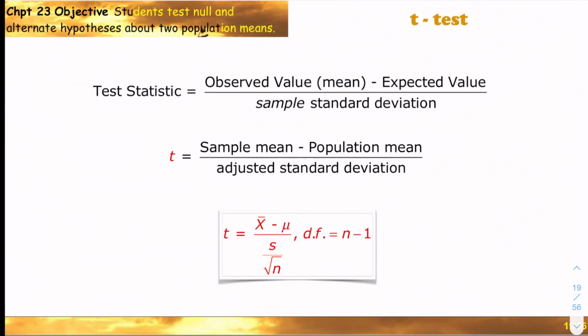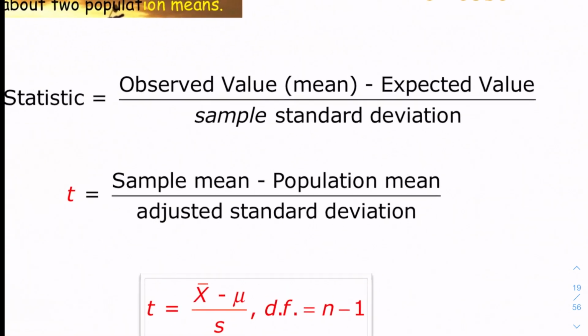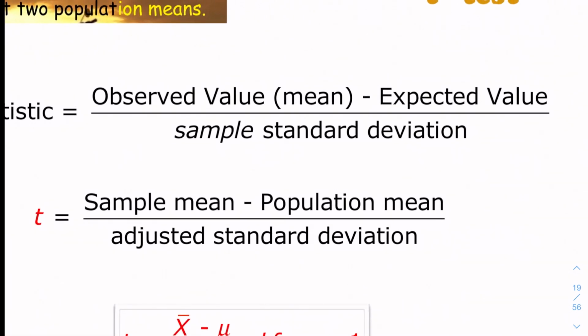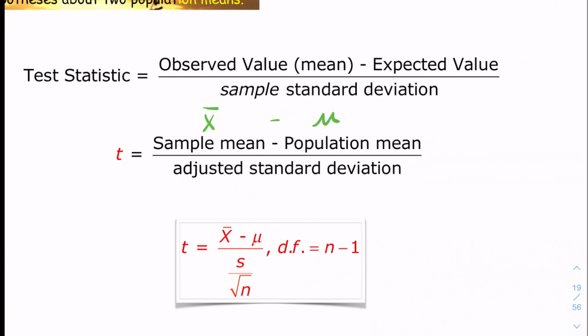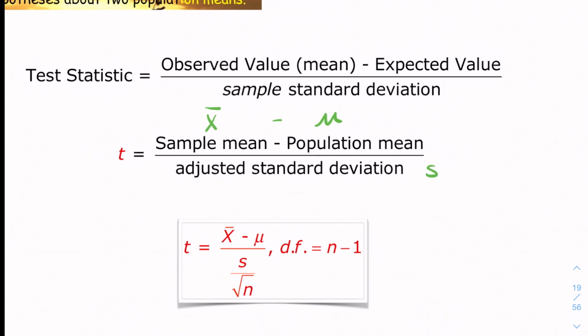So how do we calculate this statistic? As always, with any test statistic, we use the observed value minus the expected value over the standard deviation. So for a t value, it's the sample mean, which is x bar, minus the population mean, which is mu, over the adjusted standard deviation, which is our standard error, s over the square root of n. We will always denote with a t statistic what the degrees of freedom is, so we write df = n minus 1 always after it.